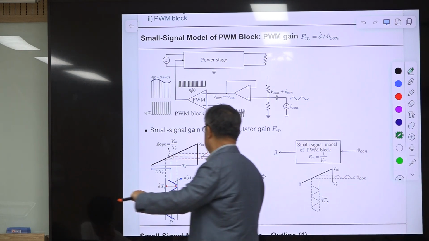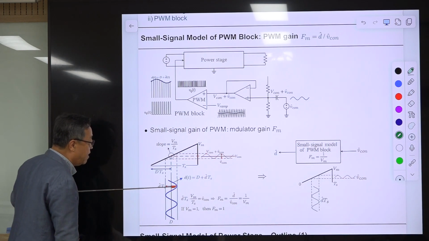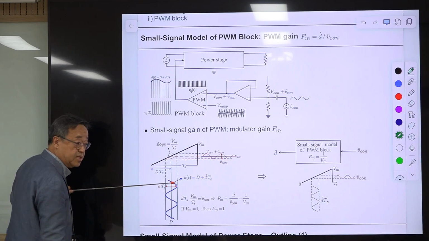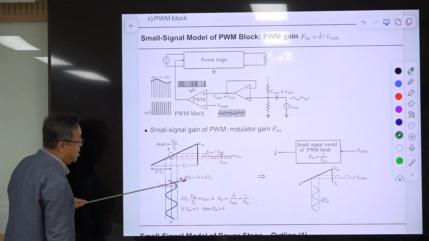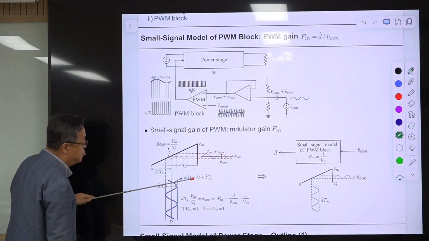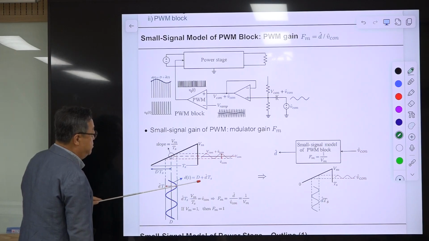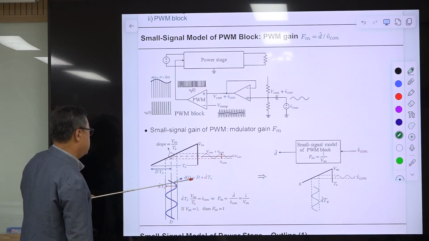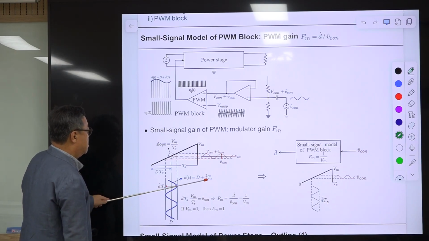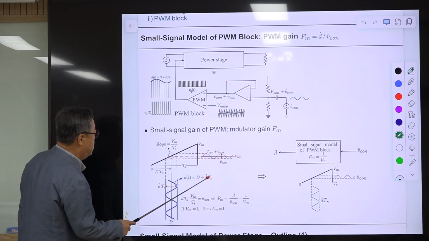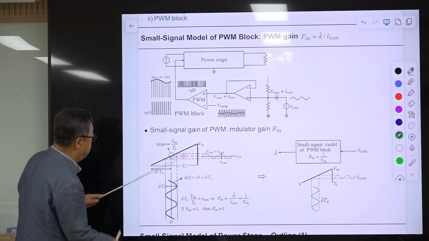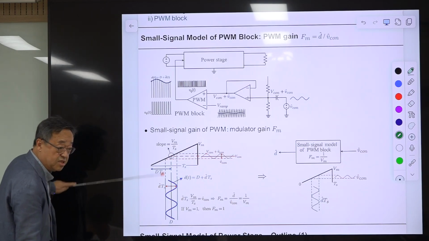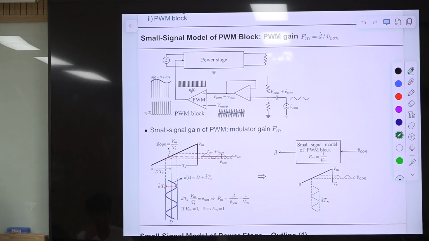The length of this is not D hat times Ts, right? It's so obvious. And this is the continuous duty ratio d(t), which is D plus D hat. This is the function, and I'm talking about the length. These are two different things.